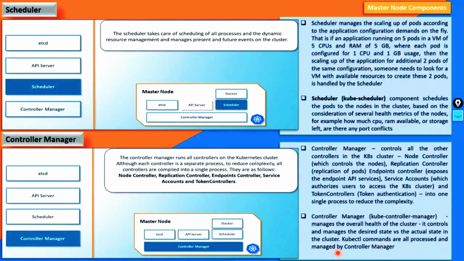So kubectl commands are all processed and managed by the control plane. The kubectl commands first hit the API server. The API server will give those commands to the controller manager, and that's why the controller manager is like an interface between the master node and the slave node.